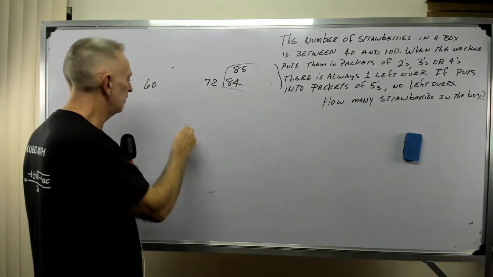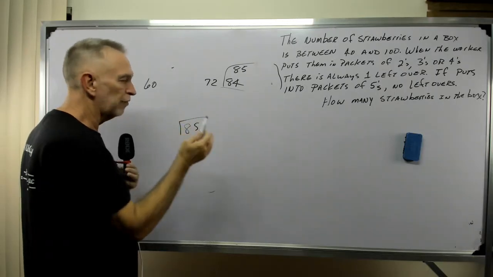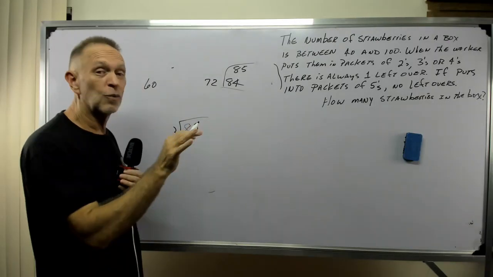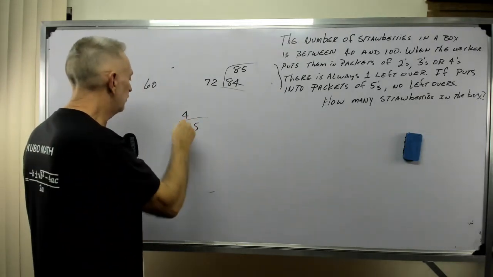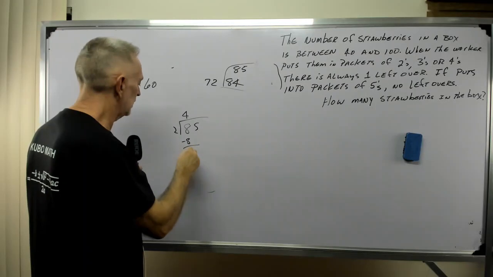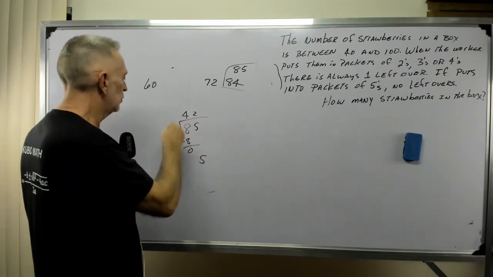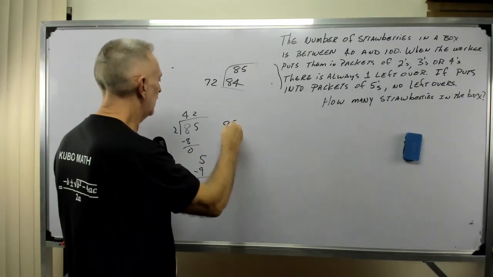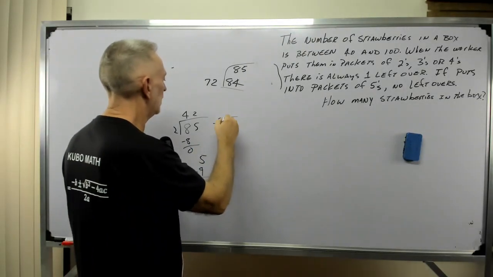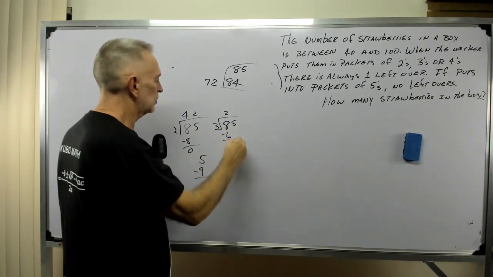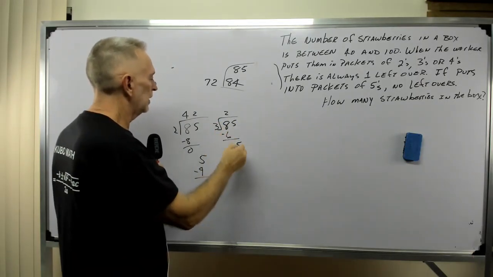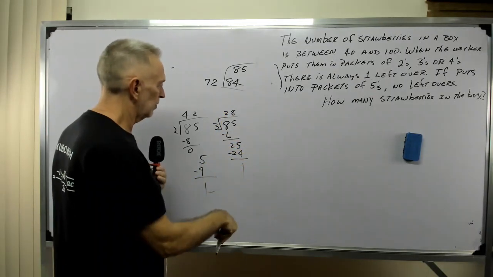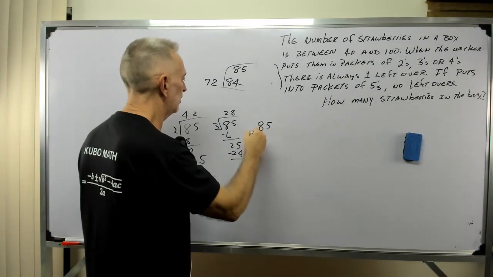So 85. Well, 85, we know if we divide it by 2, it's going to be a remainder of 1. It has to be. It's an odd number, but we'll play along anyway. All right, 4 times 2 is 8. 8 minus 8 is 0. Bring down the 5. 2 times 2 is 4. Remainder of 1. 85 divided by 3. 2 times 3 is 6. That leaves me a 2. Bring down the 5. 8 times 3 is 24. Remainder of 1.